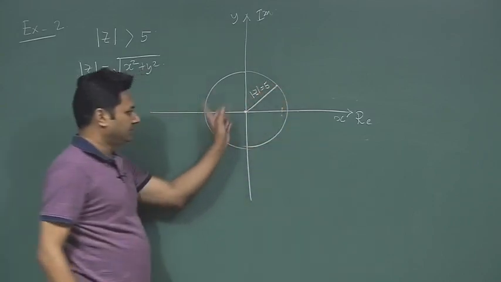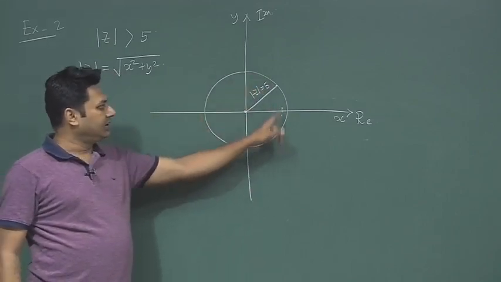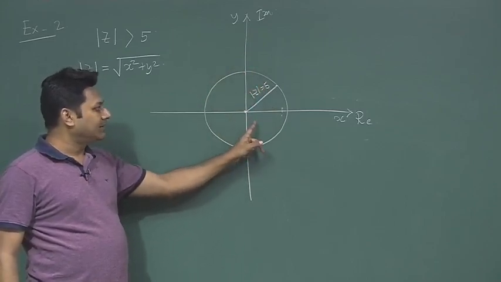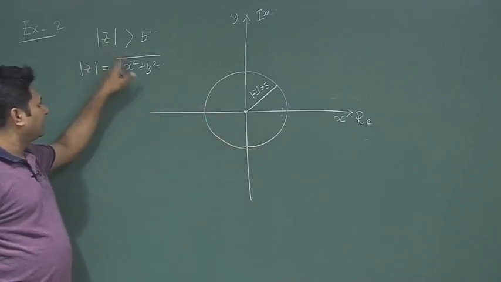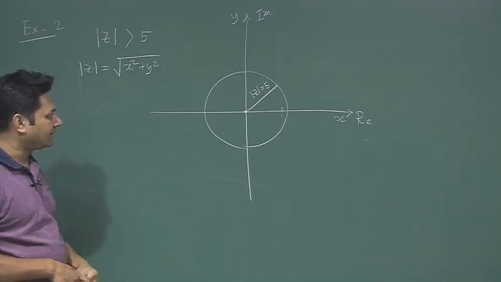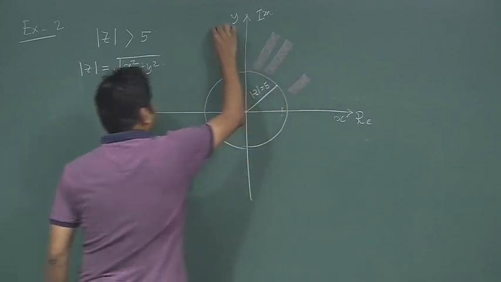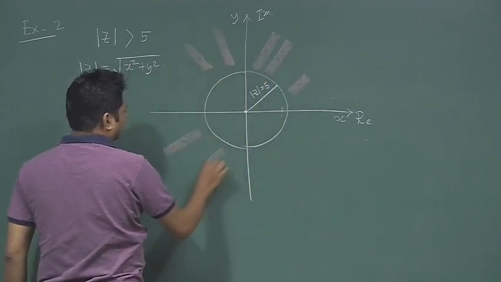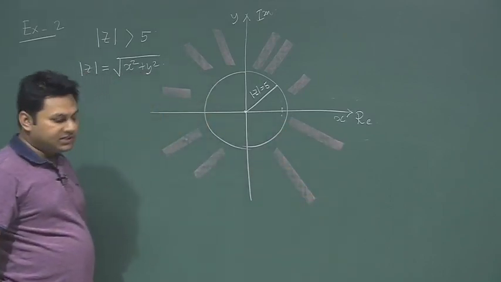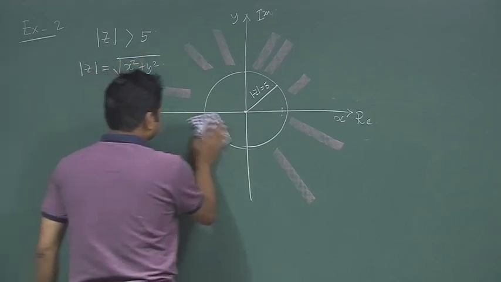This is my circle. Whatever the value of z here over the circle, mod of z is equal to 5. Whatever the point inside is, z is less than 5, but my region is mod of z greater than 5. So all the points outside this circle will be the region mod of z greater than 5. Okay, fine.